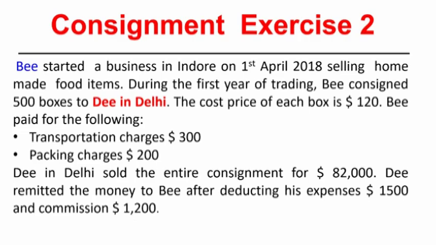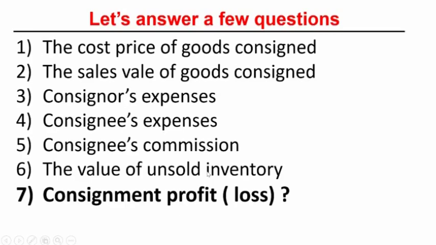So before we prepare the consignment account, let us analyze this question and answer a few questions. These questions are: the cost price of goods consigned, the sales value of goods consigned, consignor's expenses, consignee's expenses, consignee's commission, and value of unsold inventory. If you are able to gather this information, you can easily calculate consignment profit or loss.